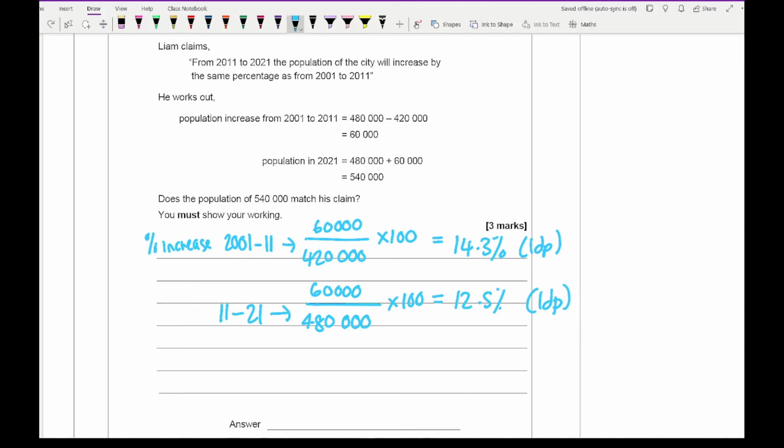Now you can see here that as the percentages are different, then does the population match his claim? No, it does not. And there we go.